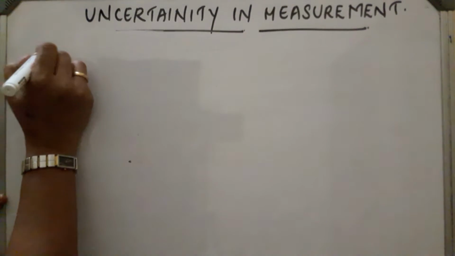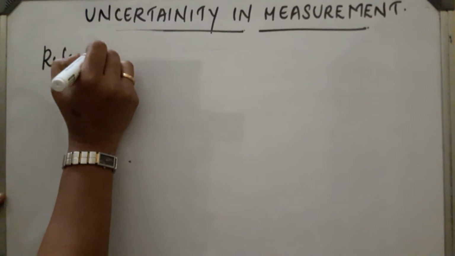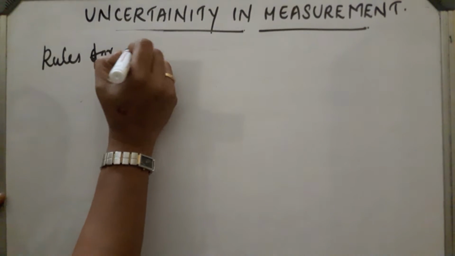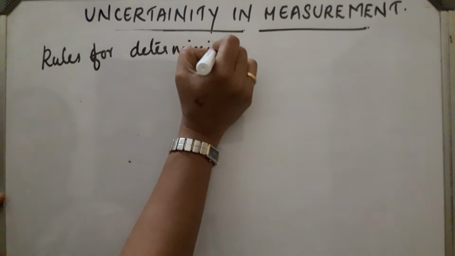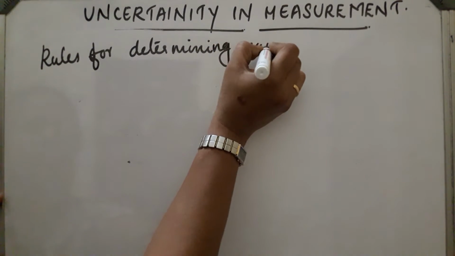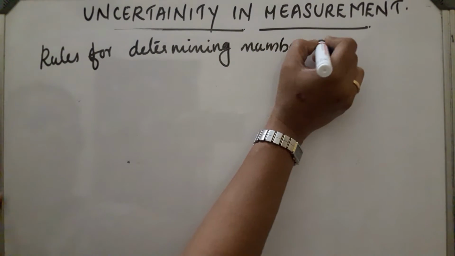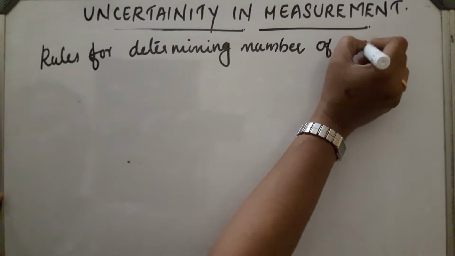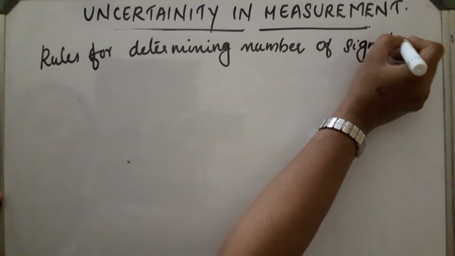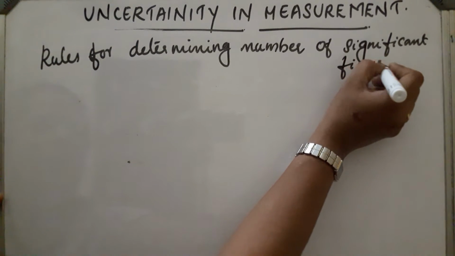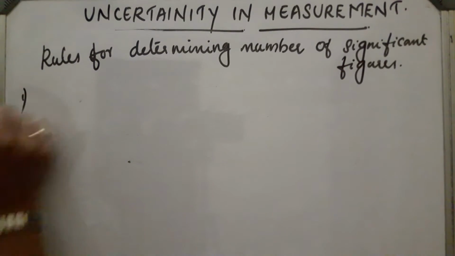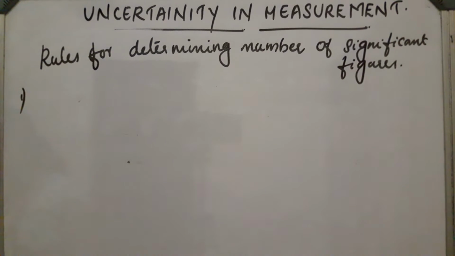Next, rules for determining number of significant figures. Okay. First point, all non-zero digits are significant.